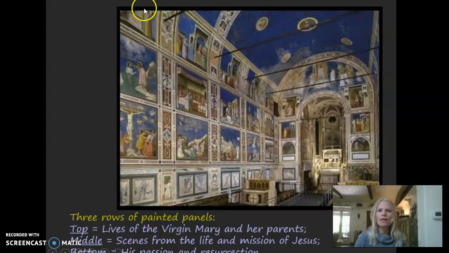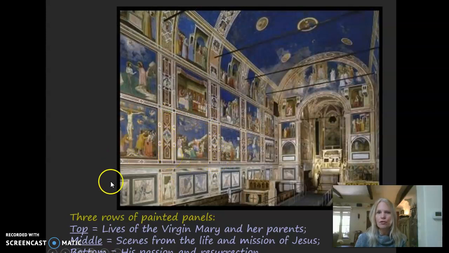The top, and I think I might have obscured the bottom row here, focuses on the lives of the Virgin Mary and her parents. The theme of the middle row is the scenes from the life and mission of Jesus. And on the bottom is what we're interested in, and that is about his passion and resurrection. So you might recognize a crucifixion scene right here. We're going to focus on the adjacent panel done in fresco right next to it.